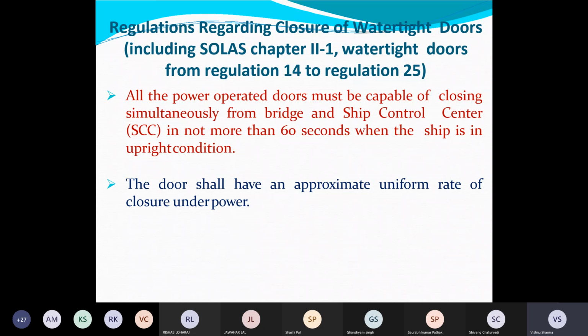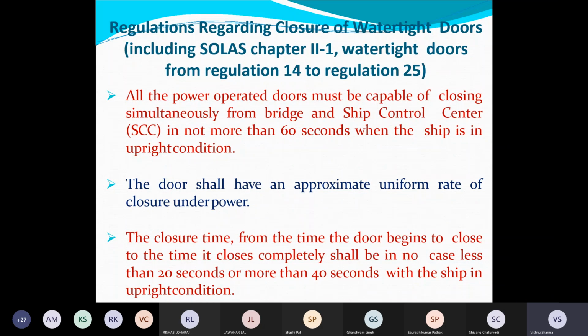The door shall have an approximate uniform rate of closure under power. You do not want this closure to be jerky, fast at some times, slow at other times. The SOLAS requirement is that the speed at which the door closes should be uniform.